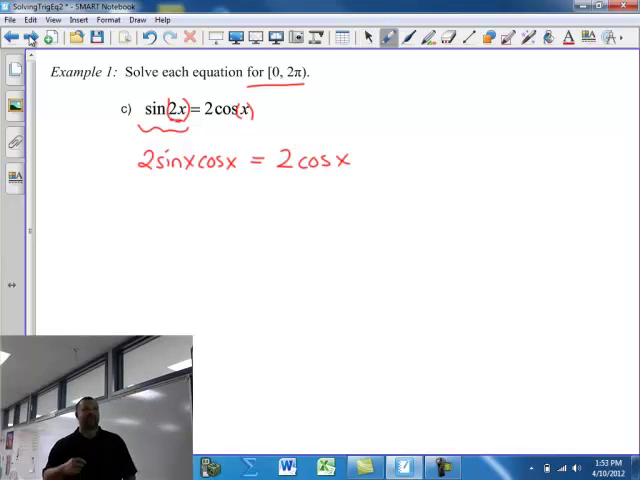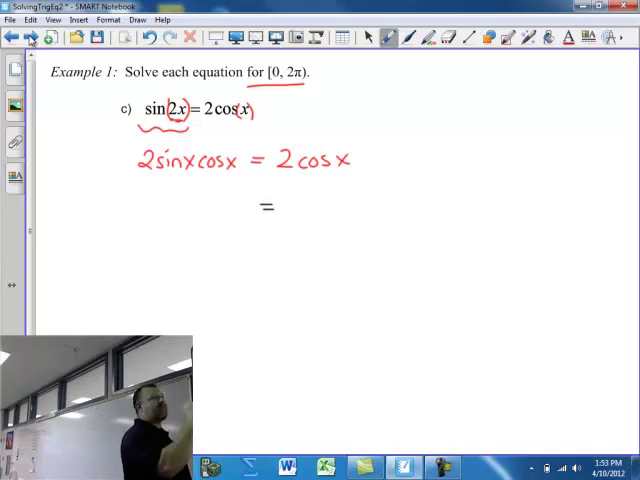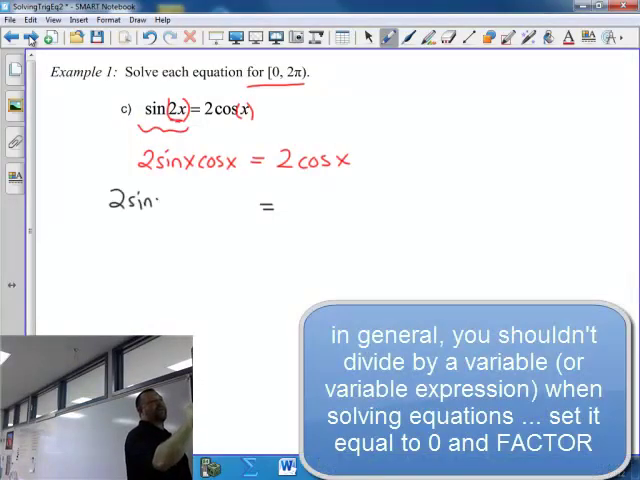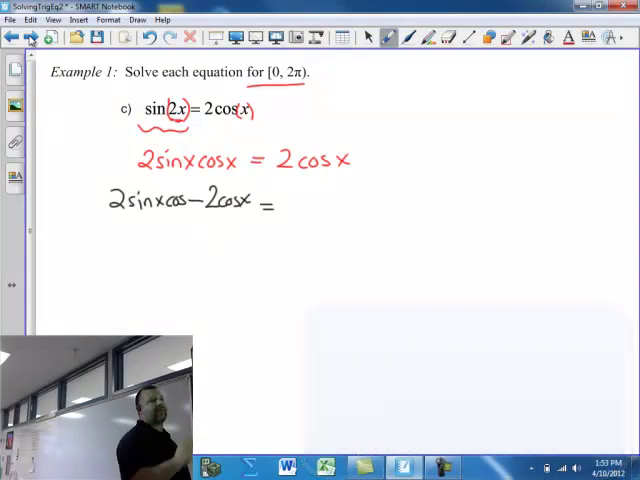Okay, so instead of dividing by the cosine, we need to set this equal to 0 and do some factoring. So we're going to subtract 2 cosine of x from both sides. So we're going to end up with 2 sine of x cosine of x minus 2 cosine of x, and the whole thing will equal 0.